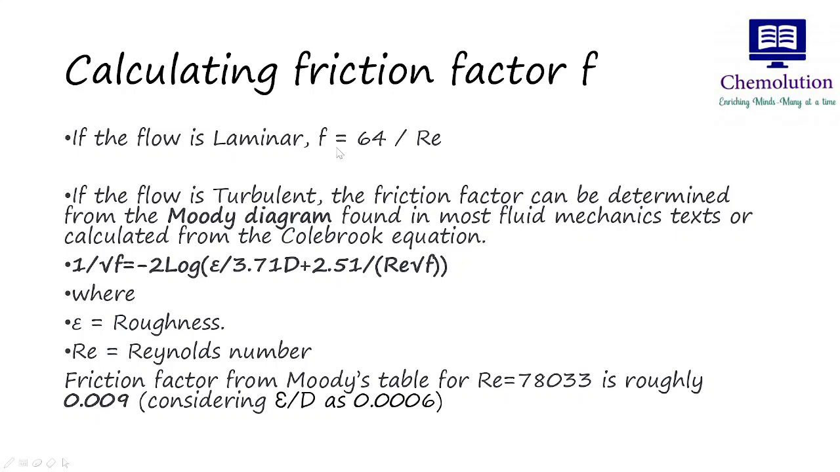If the flow is laminar, we have a very easy calculation for a Darcy friction factor, which is 64 upon Reynolds number. But in our case, we have found out that our flow is turbulent, so our friction factor will have to be calculated by this equation. Though it looks really tough, we can solve it by putting in some effort, but there is a shortcut. You can refer to Moody's diagram and find out the friction factor.